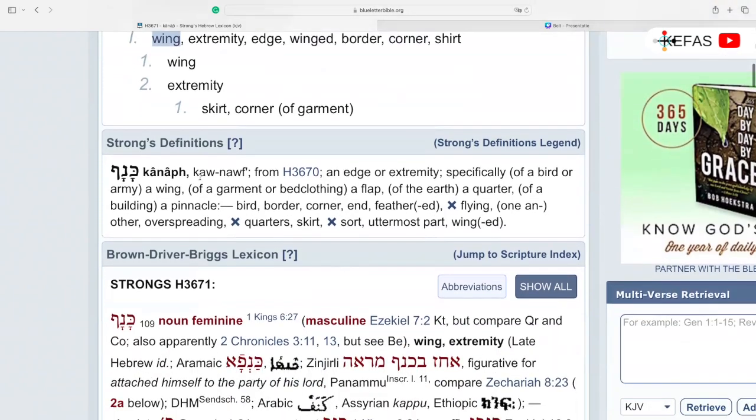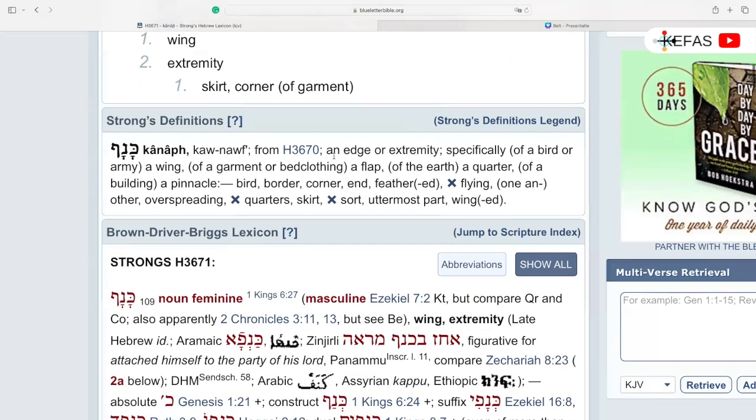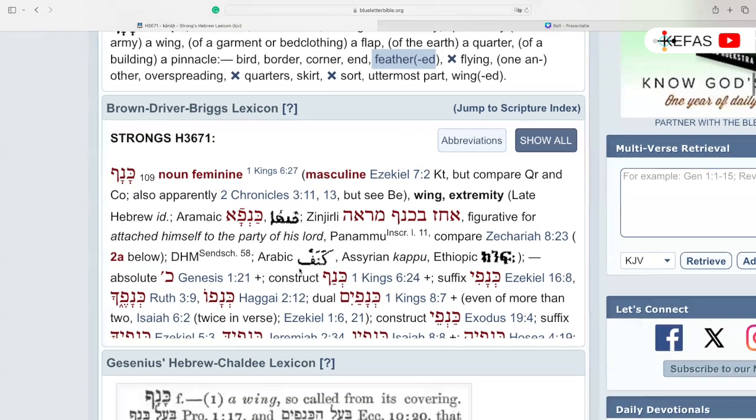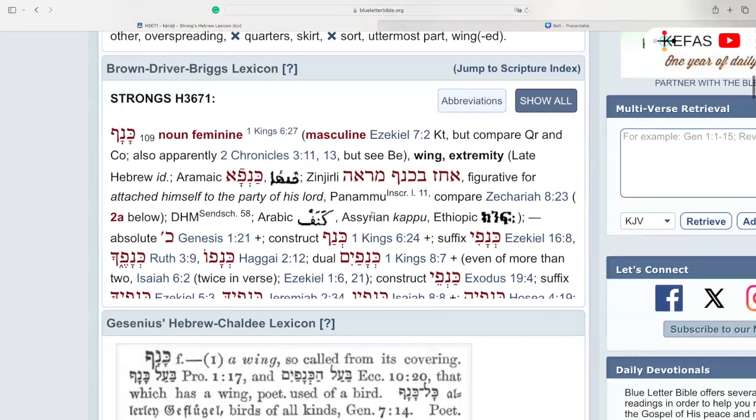When we look at the Strong's definition of the word, it says an edge, wing, a flap, quarter, okay, border, corner, and it's also defined as feathered. That's Assyrian kapu.